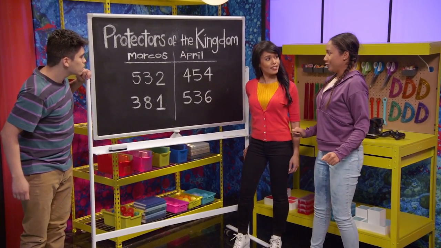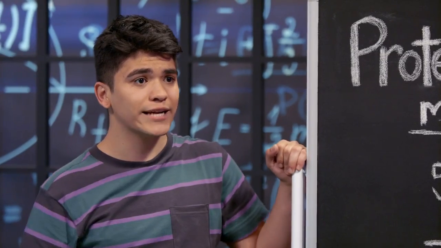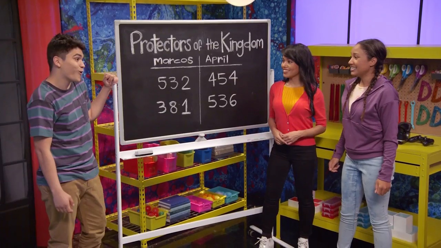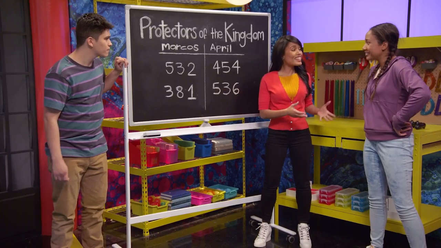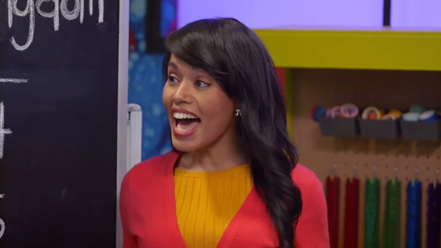I've never added 3-digit numbers before. I've only added 2 digits before. Oh, well, let's just call it a tie. Not so fast. I'm pretty sure I'm today's champion, and I'm going to prove it. I bet we can use place value to add 3-digit numbers. That's exactly right. Adding and subtracting 3-digit numbers uses math skills you already know.